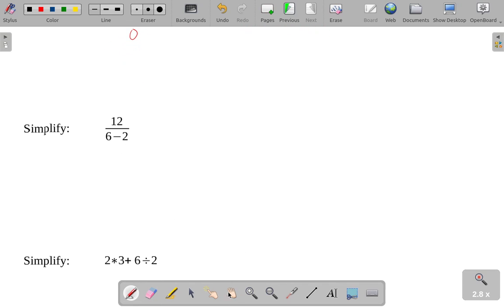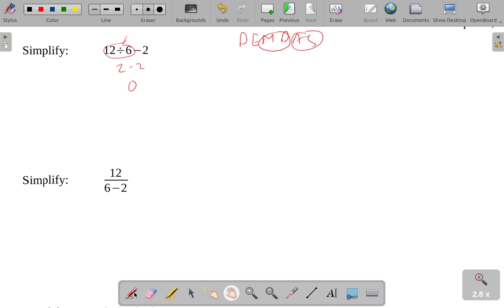Now, with PEMDAS, one thing I said about the parentheses, I said the P stood for parentheses, but really this is all grouping symbols. And I didn't really want to bring up grouping symbols quite yet, but we're about to see our first grouping symbol. This division bar actually acts as a grouping symbol. You can pretend there are parentheses whenever you have the division bar like that. You can pretend there are parentheses around the top and around the bottom.